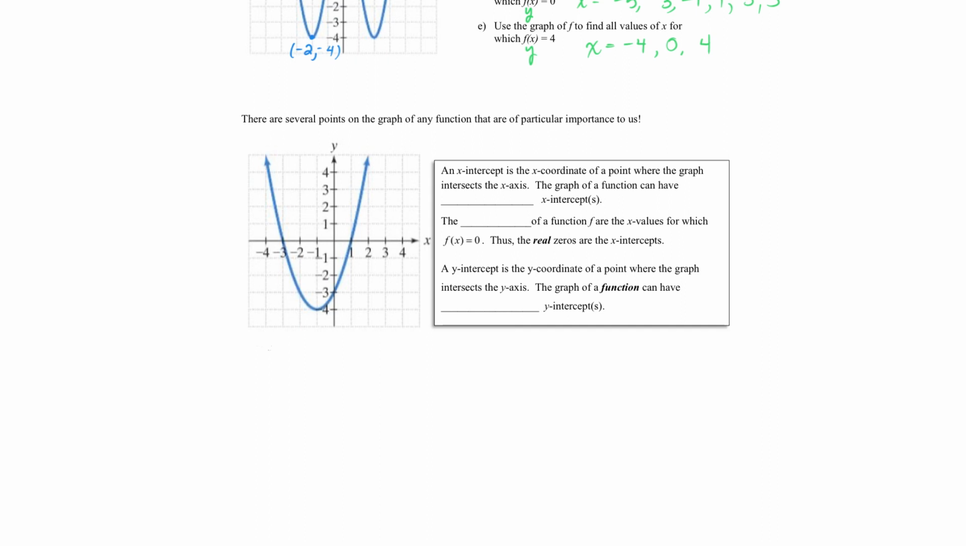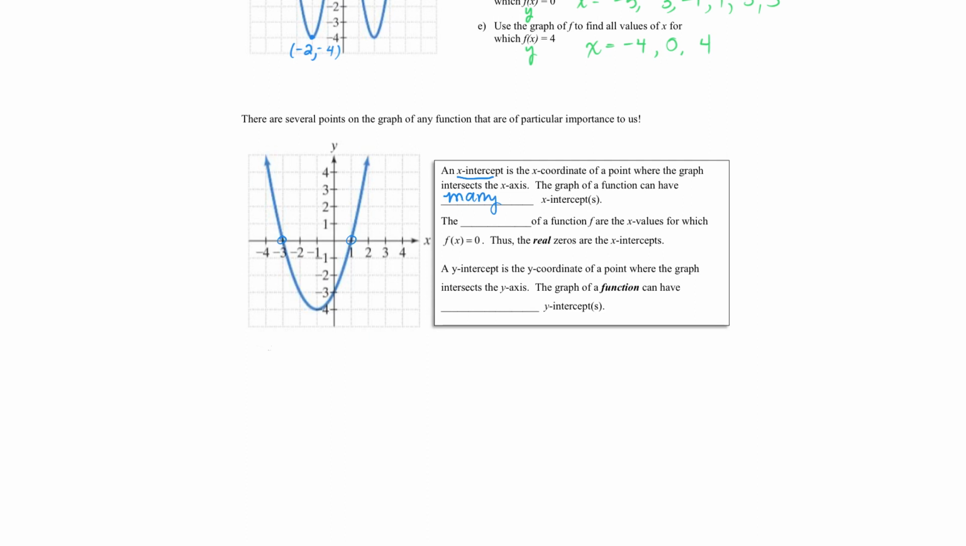When we look at the graph of a function, there are points on the graph that are of particular importance to us. And the first one is an x-intercept. An x-intercept is the x-coordinate of a point where the graph intersects the x-axis. So for this one, this would be an x-intercept here, and this would be an x-intercept here. So the x-intercepts for this particular graph would be 1 and negative 3. So the graph of a function can have many x-intercepts, and it would still pass a horizontal line test.